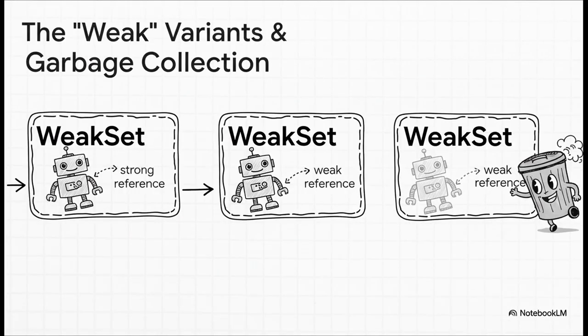Okay, it's also worth quickly mentioning the weak variants, WeakMap and WeakSet. Now, these are more advanced tools, and they're all about memory management. Normally, if an object is inside a map or a set, JavaScript's garbage collector can't clean it up even if you're done with it. But these weak collections hold what's called a weak reference. This basically tells JavaScript, hey, if this object isn't being used anywhere else in the app, feel free to delete it and free up that memory. It's a really important tool for preventing memory leaks, especially in apps that run for a long time.